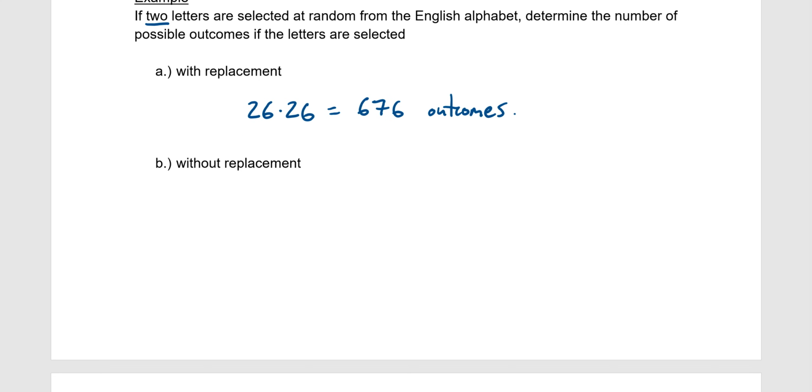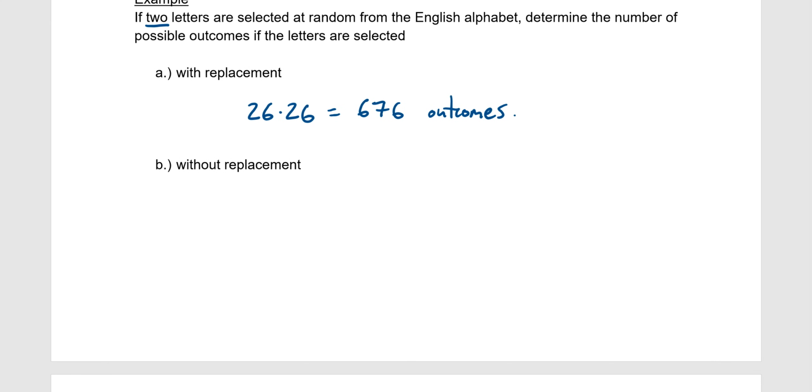Okay, for the next one, we have the same question except without replacement. So that means we're going to choose a letter, and then we're not going to put it back, and then we're going to choose another letter. So we have 26 options for the first one, but since we don't put it back in, that means we only have 25 remaining options in the alphabet. So it's 26 times 25, which is going to give us 650 possible outcomes.